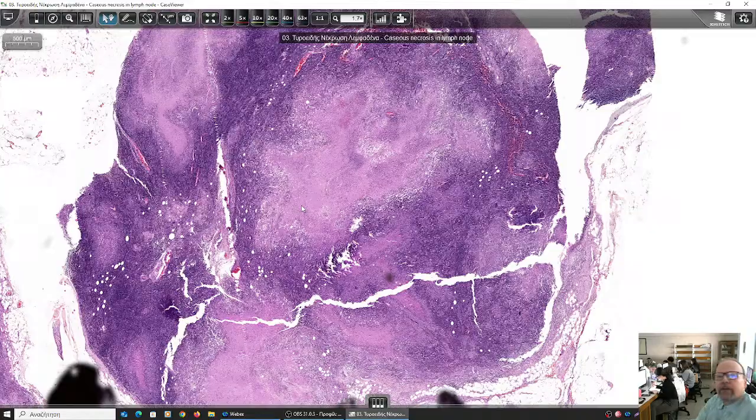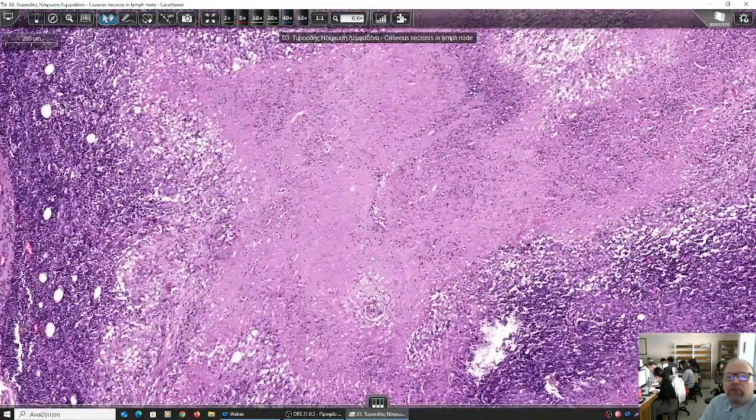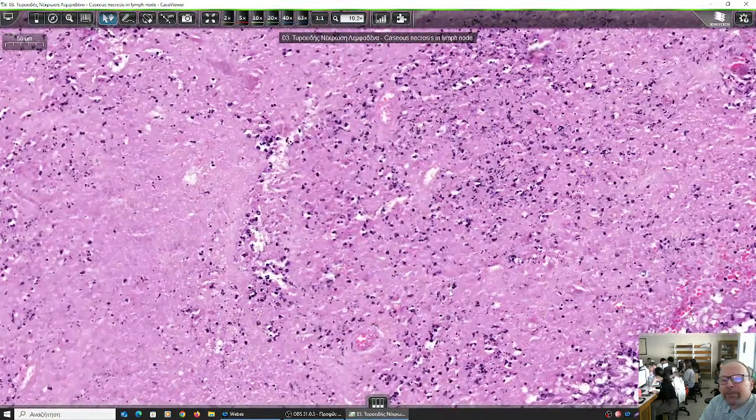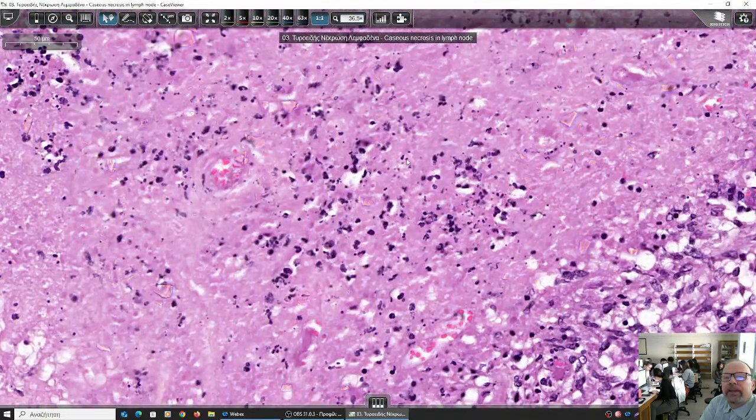What are these structures here? You see that there is no tissue here. You see all this? This is some sort of nuclear dust. All these fragments you see here, you see how little, how tiny they are? These are not whole nuclei. This is nuclear dust because the nuclei had broken, were fragmented.